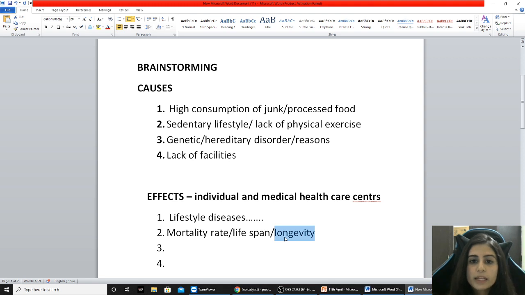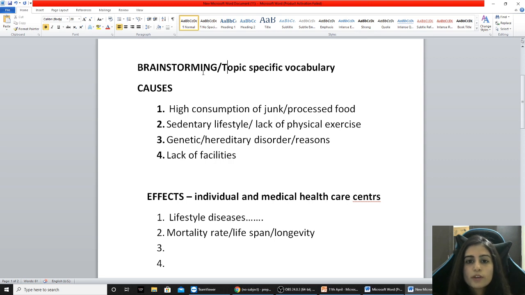So I hope you guys are understanding that along with brainstorming, we are also discussing topic specific vocabulary, right? So if you notice, each point has vocabulary that is related to this particular topic. So we are doing two things at the same time. Okay, so we are also thinking about the ideas, and simultaneously I am writing words that you can use in this essay, and they are particularly related to the lexical resource parameter. Okay, so longevity, lifespan, mortality rate would rise, and lifespan and longevity would decrease, and mortality rate or death rate would increase. Okay.